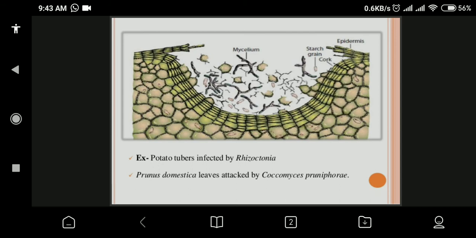Potato tubers infected by Rhizoctonia; Prunus domestica leaves are attacked by Coccomyces. Here you can see the lenticels corky layers. It is infected by the pathogen, but the cork layers are not allowing further invasion of the pathogen into the host.